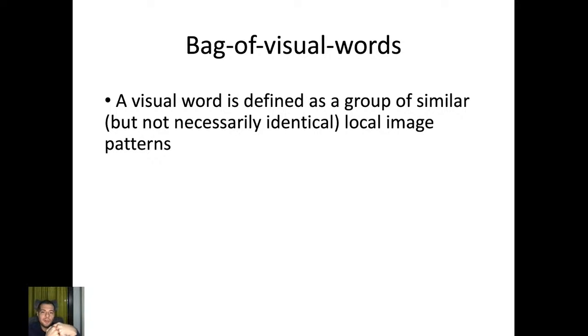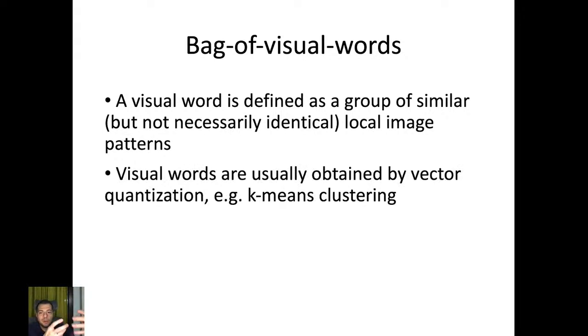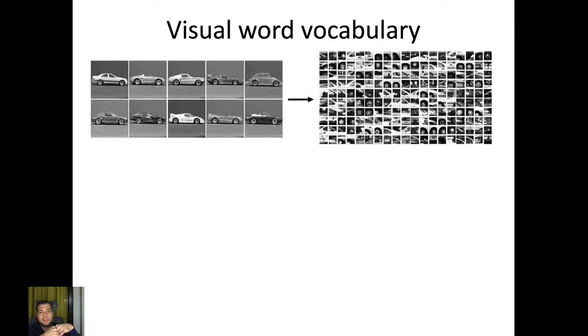So it's not a single pattern, it's a group of patterns that are very similar. And these visual words are usually obtained by vector quantization or clustering. So we're going to discuss more about clustering in the future lectures, but for now we're going to briefly present an approach on how we can obtain these visual words using k-means clustering. So yeah, the main idea of how we obtain the visual words.